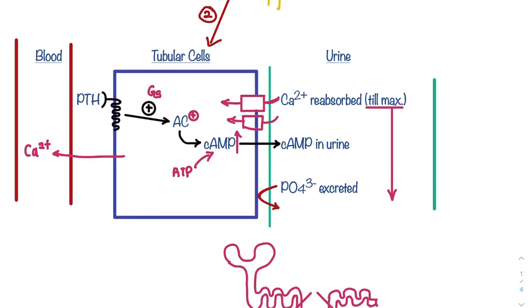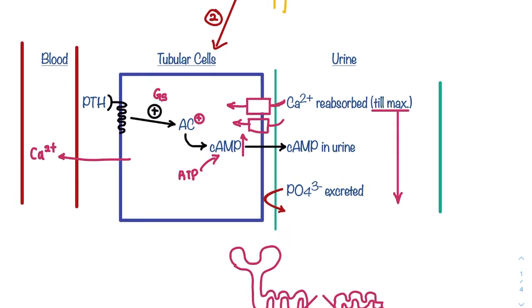Now cAMP will be high in these tubular cells. And what happens is, if there's too much cAMP, this can be detected in urine. And this is an indicator of parathyroid hormone function on tubular cells. Now what happens when cAMP does its work? It will cause an increase in calcium reabsorption from the distal convoluted tubules. Now the calcium reabsorption occurs in the distal convoluted tubules.